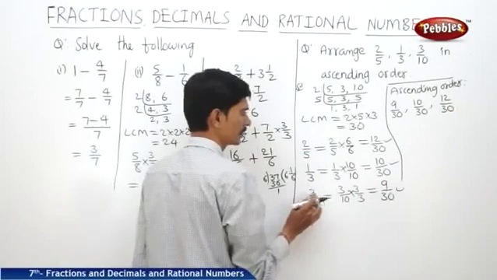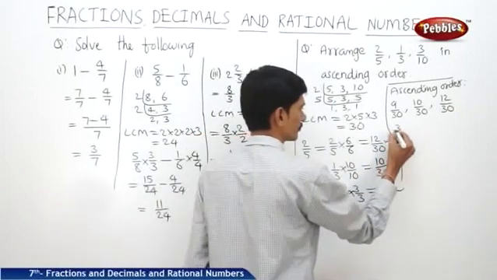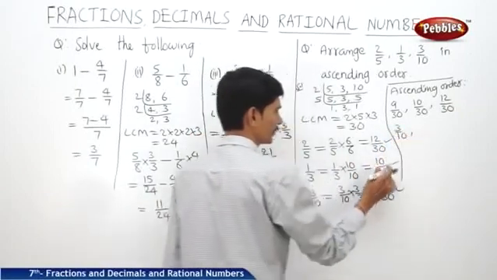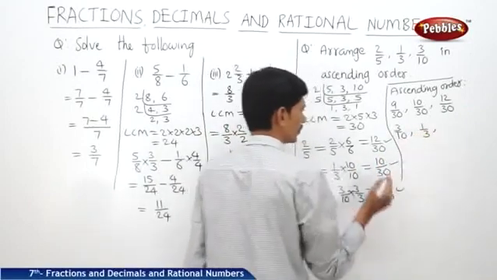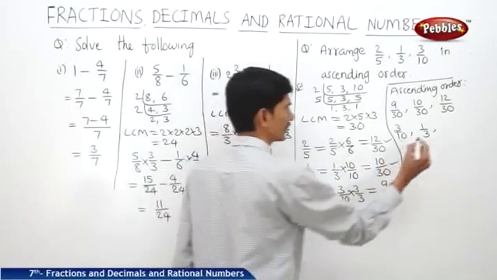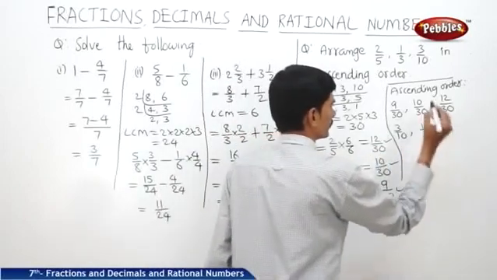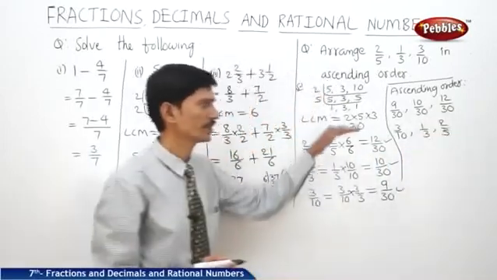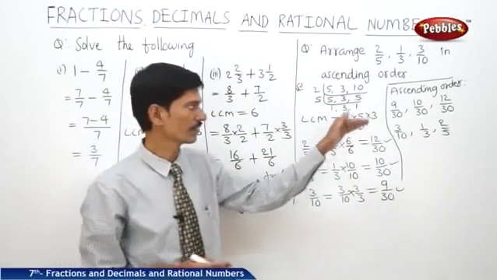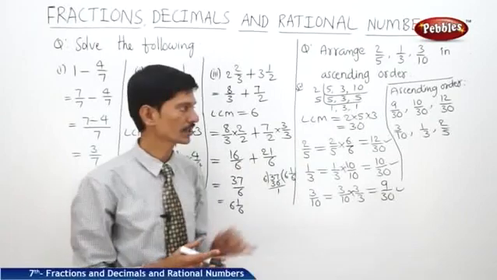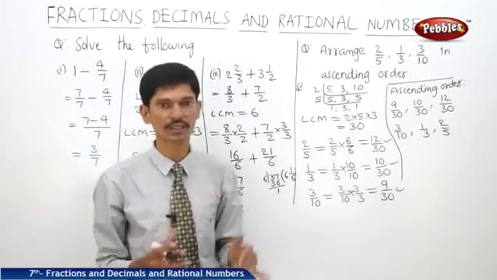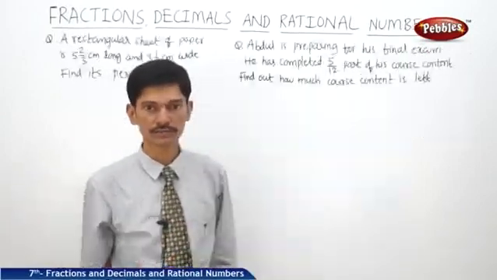So 9 by 30 means 3 by 10, and 10 by 30 means 1 by 3, and 12 by 30 means 2 by 5. So by making the denominators equal, means by converting the fractions into like fractions, we can arrange the given fractions either in ascending order or in descending order.